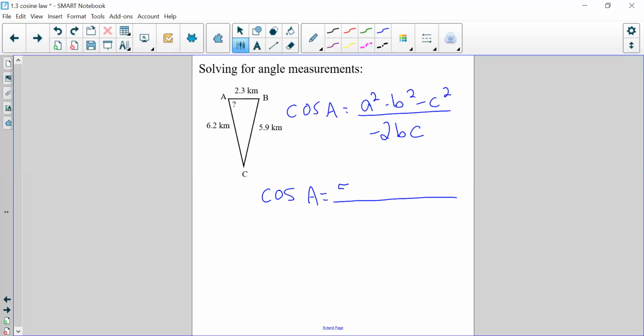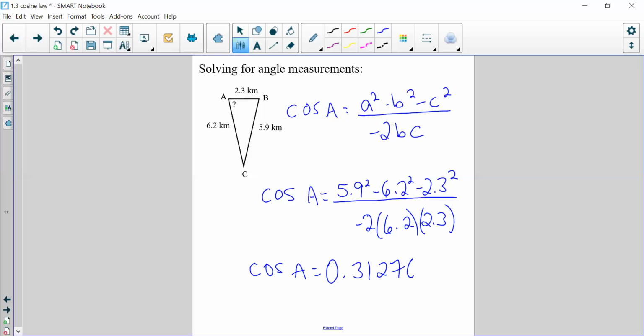A in this case is 5.9, B is 6.2, C is 2.3. And then in the bottom, I do not repeat the A, the 5.9, just the 6.2 and the 2.3. That negative is part of my formula, so be very careful with negative signs. I'm gonna use my fraction button, but you can feel free to view the top. I simplify the top, simplify the bottom, and then divide, or however is easiest with your calculator. I actually got a fraction, so I hit my decimal button. I got 0.31276, so on and so forth.